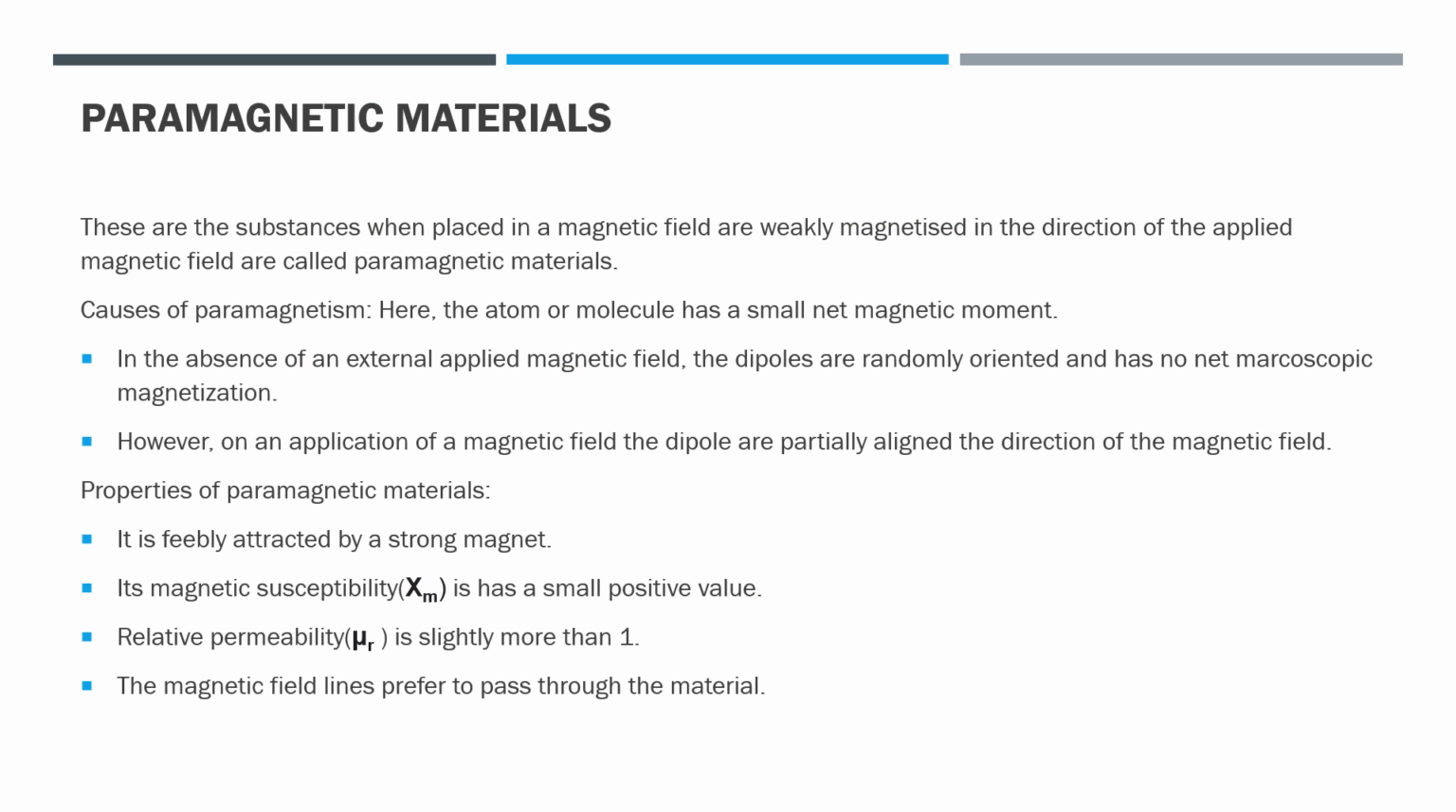And now we will be talking about paramagnetic materials. These are the substances which when placed in a magnetic field will get weakly magnetized in the direction of the applied field. Causes. Here the atom or molecule has a small net magnetic moment.